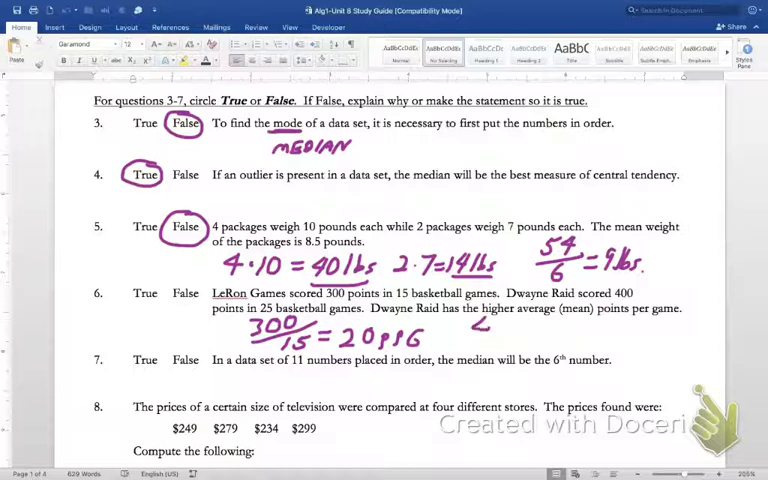And Dwayne will be 400 divided by 25, and that's 16 points per game. So Dwayne Wade has the higher average. That is false.